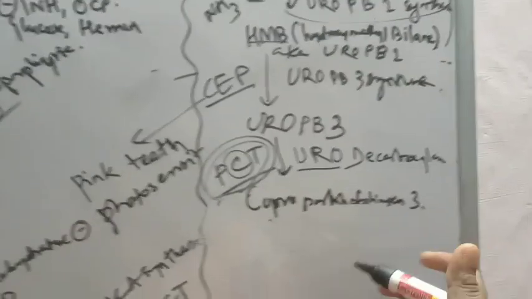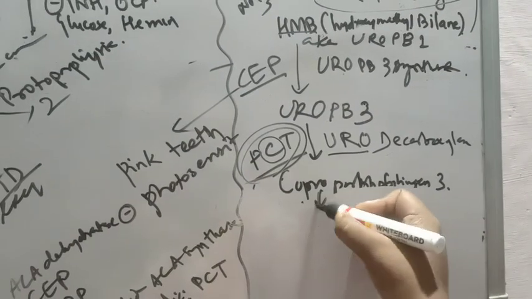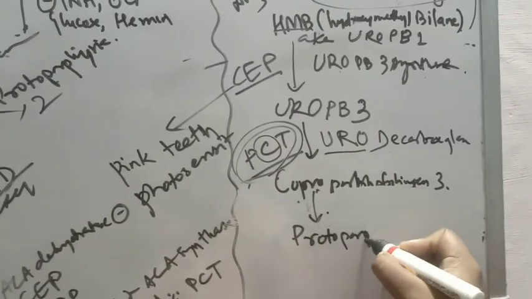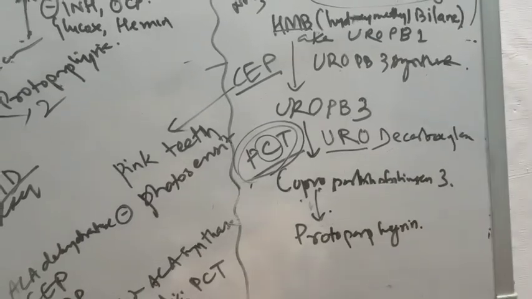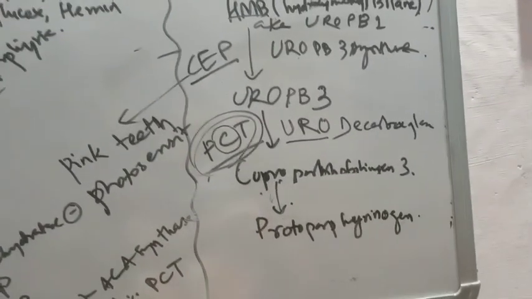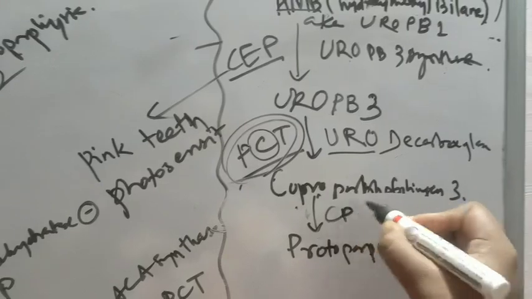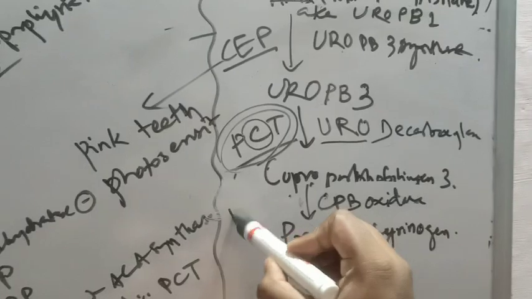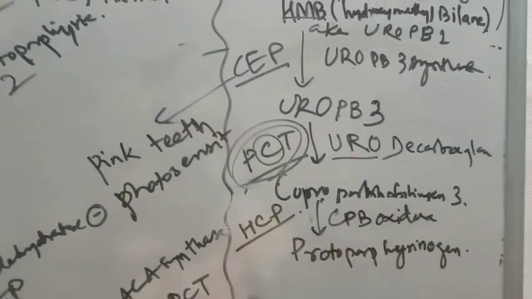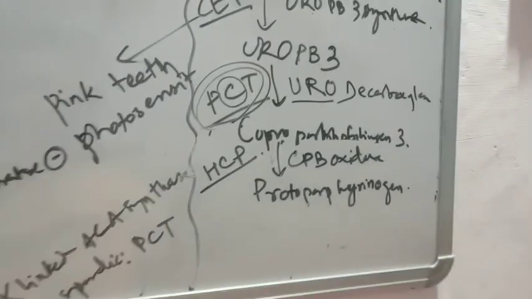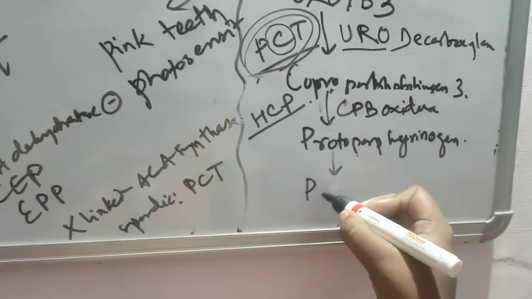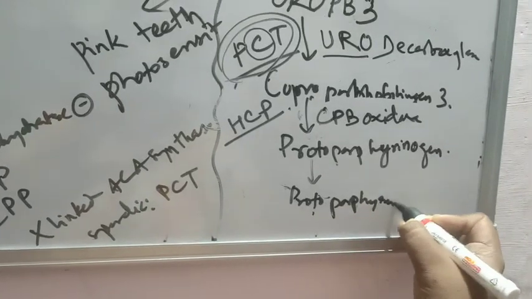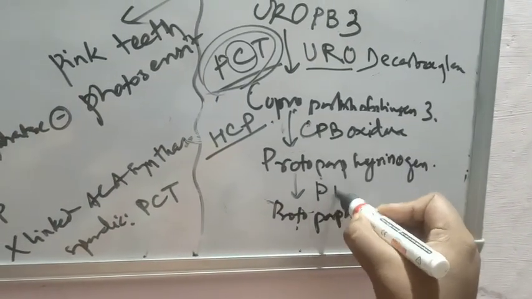From coproporphyrinogen III, what will you have? From here you will have protoporphyrinogen, and the enzyme will be coproporphyrinogen oxidase, and the disease is hereditary coproporphyria. No other questions. From protoporphyrinogen, what will you have? You will have protoporphyrin. And the enzyme is PBG oxidase.